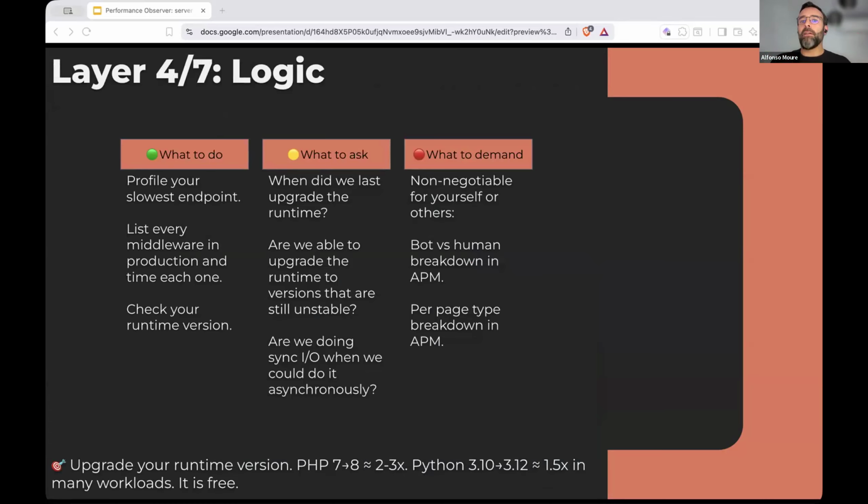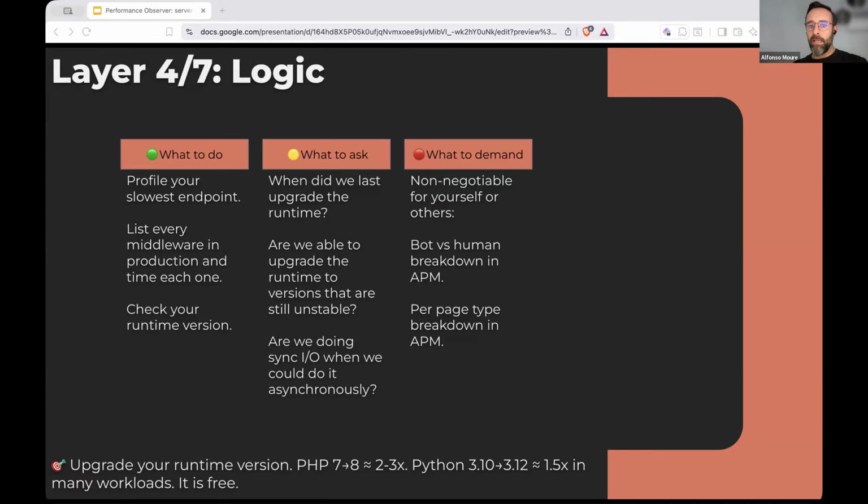So how do we apply the triage framework here in the logic layer? As always, first start profiling your slowest endpoint. Of course, to do so, you need to be profiling everything. It's better to do that. And that's why the APM, New Relic, like I said before, that's the one I usually use, is a very good option. Also, check your runtime version. Like I said before, you can expect huge impacts on what you are seeing.